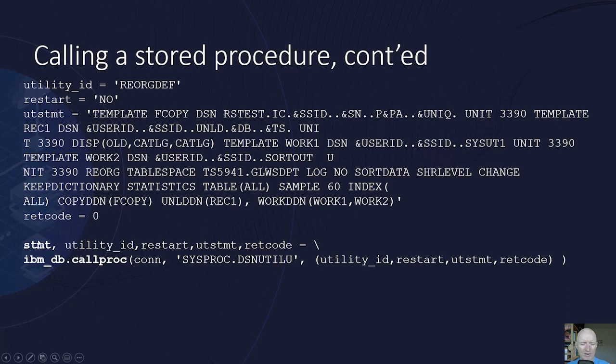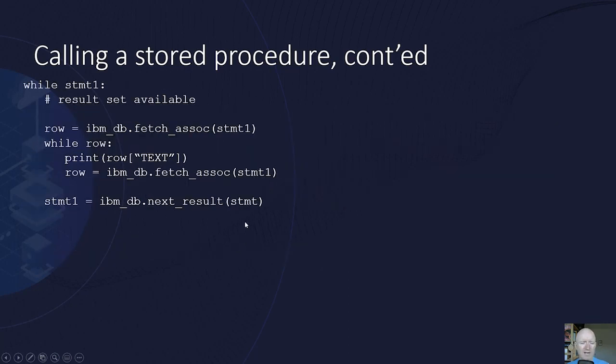So the first parameter returned is a statement identifier. That's the one you're going to need for iterating over the result sets. And then you have the parameters listed that you want to capture as well. And then I loop over the result sets. So as long as statement 1 is not null, I fetch rows, and then I loop over all the rows of that result set, and then I go to the next result set once I've done fetching, so you can iterate through all the result sets.